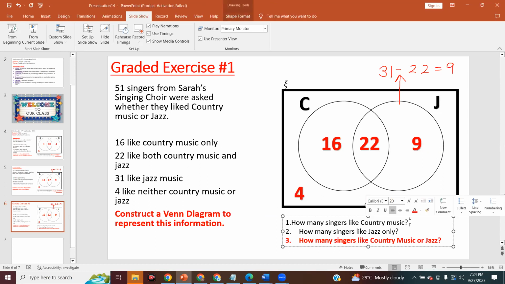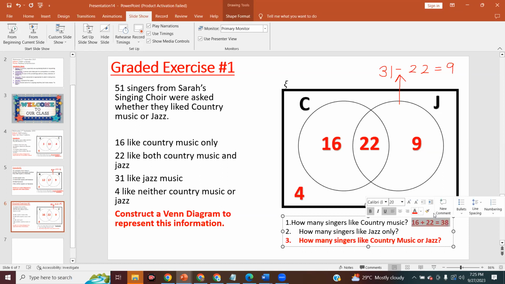Now, how many singers like country music? 38. How do we get 38? Because you have 16 plus 22. Very good. What is 16 plus 22? 38. Very good. So the answer here is 38.